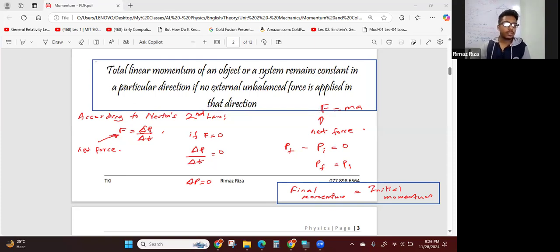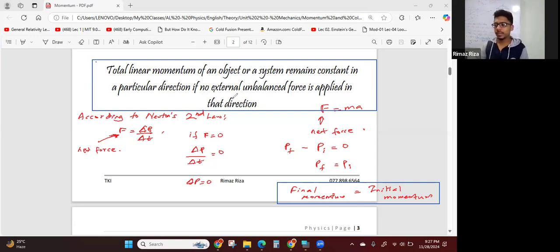So this is the momentum conservation principle. It says if the unbalanced force is zero in a particular direction, then the momentum remains constant in that direction. The total linear momentum of an object or system remains constant in a particular direction if no external unbalanced force is applied in that direction.